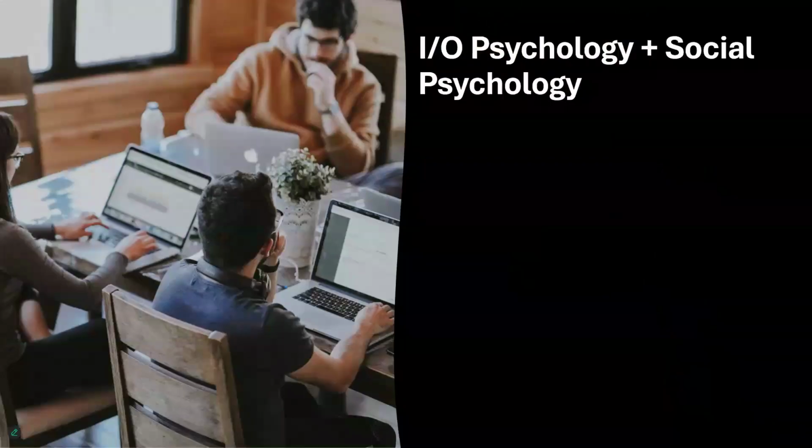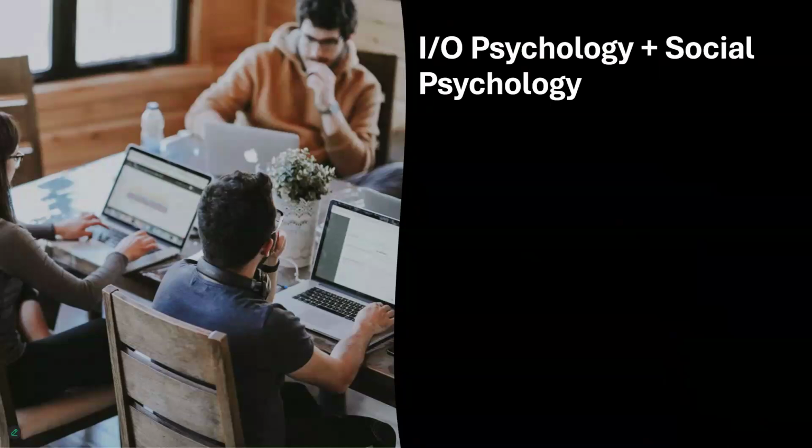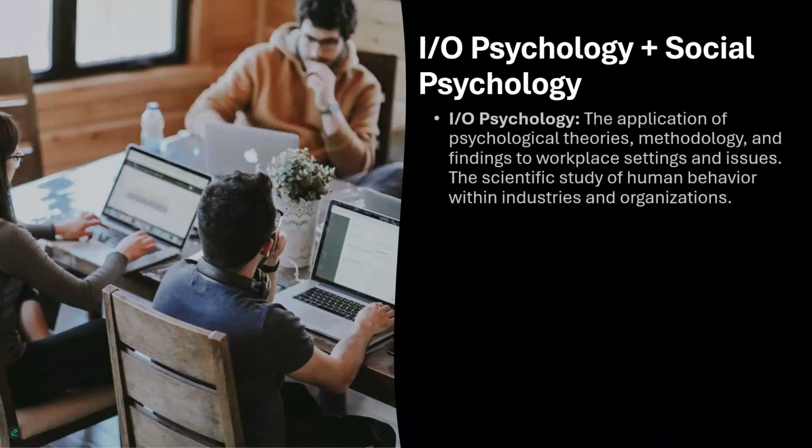So let's define IO psychology more formally and clarify its strong connection to the broader field of social psychology. It's formally defined as a branch of psychology that applies psychological theories, research methods, and findings specifically to workplace settings and issues. The American Psychological Association further specifies it is a scientific study of human behavior within the context of industries and organizations, so the link to social psychology is immediate and profound.